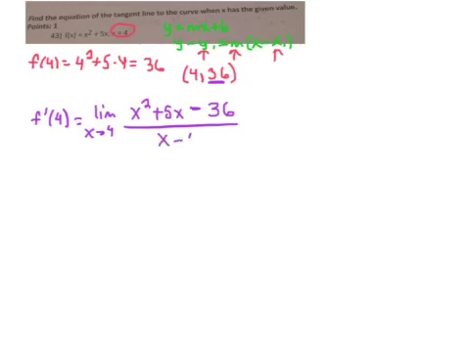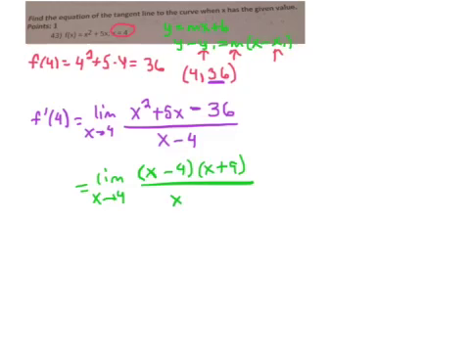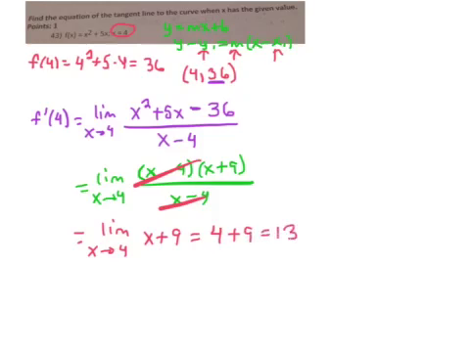Over x minus 4. Now on top here we can factor this into x minus 4 times x plus 9, because we're saying what multiplies to get negative 36 and adds or subtracts to get 5. The x minus 4 cancels, leaving us with the limit as x approaches 4 of x plus 9. We plug in 4, and 4 plus 9 gives us 13, and that's our slope.